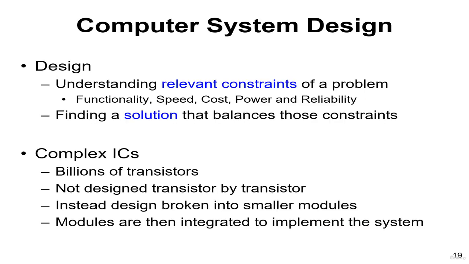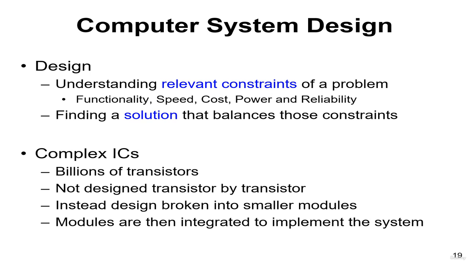Next, we would talk about the design process. So let's say we are given a problem and we are asked to design a system for that. So we will follow some procedure that we will call the design process. Design is basically the process of understanding the relevant constraints of a problem, and then we arrive at the solution that balances those constraints.